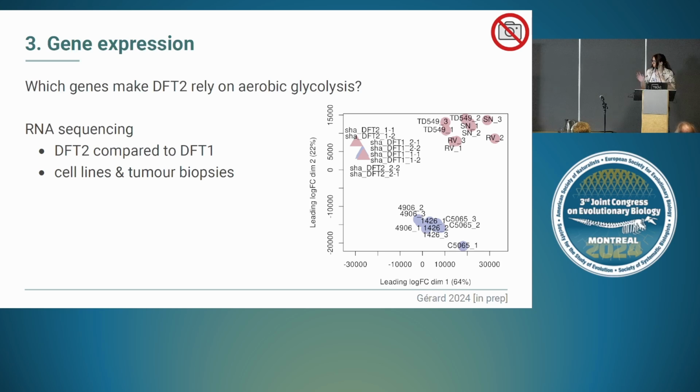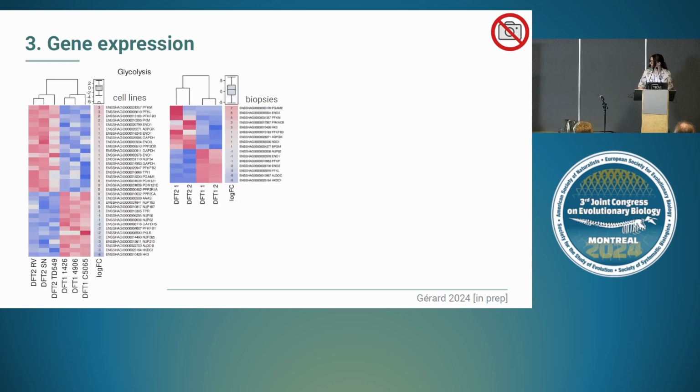So we did some transcriptomics, and I'm not going to show you all the results of this for the sake of time, but what we did was RNA sequencing and compared directly DFT2 to DFT1 cells, and we also then had a look at biopsies in order to have some in vivo data and trying to understand whether this is actually what's happening in the devils.